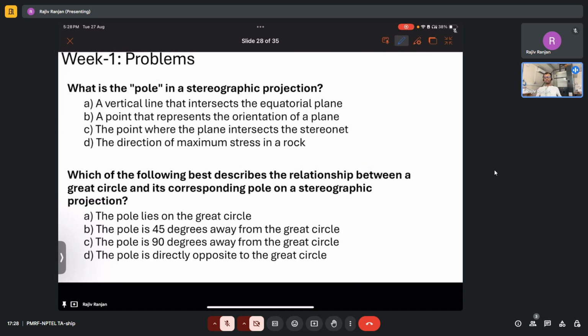So the next question is, what is the pole in a stereographic projection? What do you think? Pole. A pole is something. This is just to help you understand. Now, this is a stereographic projection. Suppose you have one plane. You have one trace. So this is the trace.